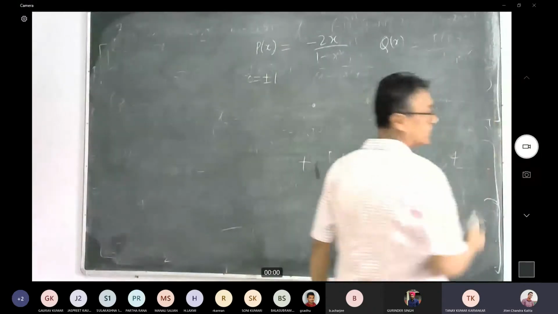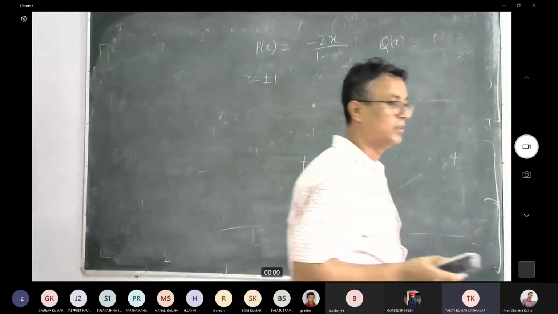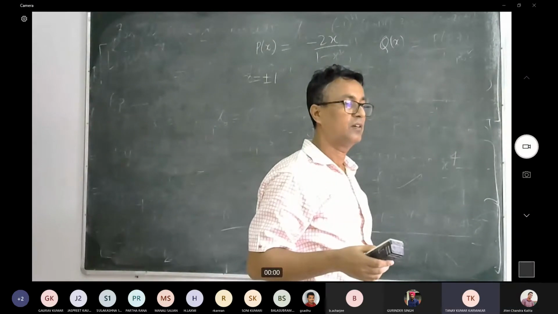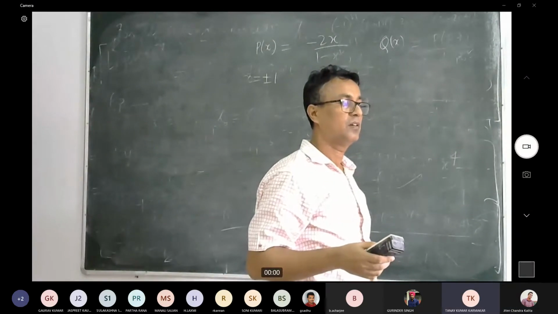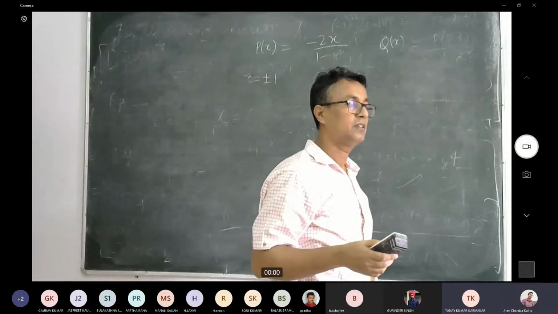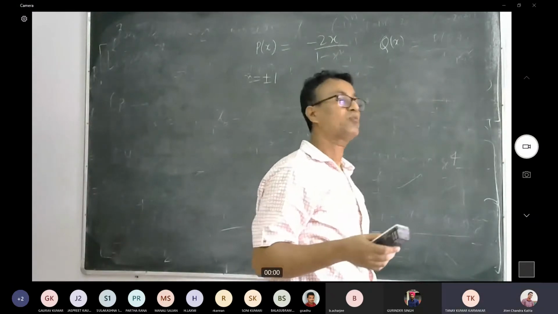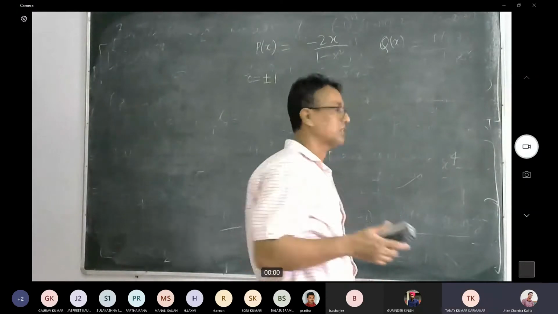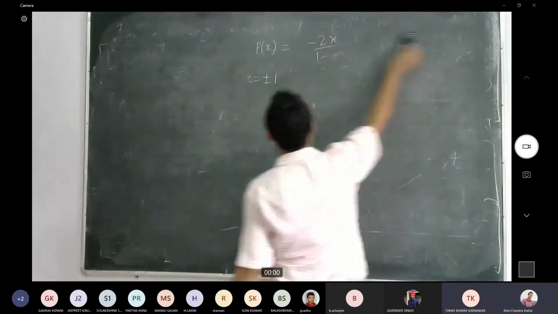Sir, you found out the radius of convergence of one series. Next you have to find out the radius of convergence of the other series also. That will also come out to be one. I'm leaving that as homework. Both of them are going to come out as one.